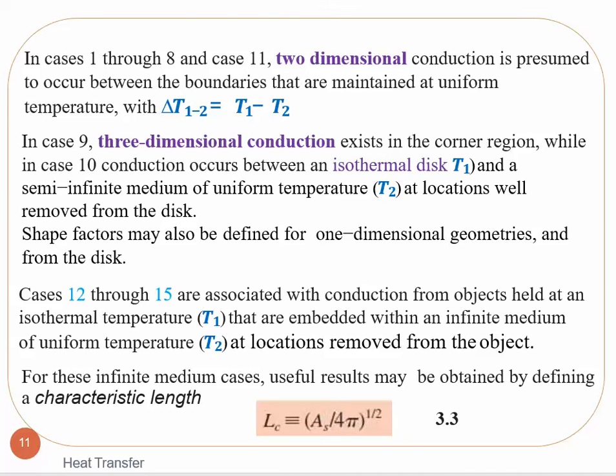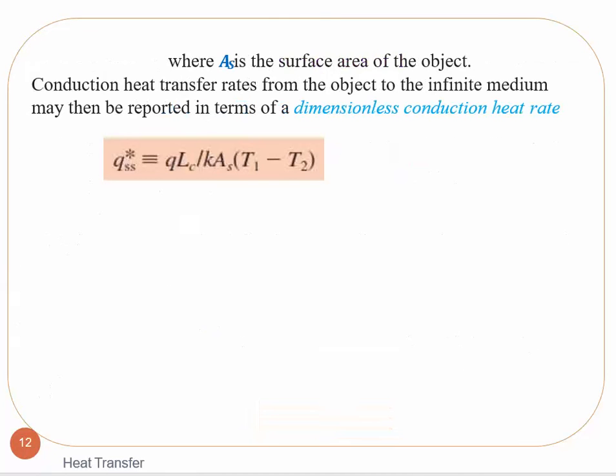For these infinite medium cases, a uniform result may be obtained by defining a characteristic length. The characteristic length is L equal to the square root of AS by 4 pi, where AS is the surface area of the object. Conduction heat transfer rate from the object to the infinite medium may then be reported in terms of a dimensionless conduction heat rate. That will be the steady state shape factor, QSS, equal to Q L_c by K AS into the change of temperature from T1 to T2.